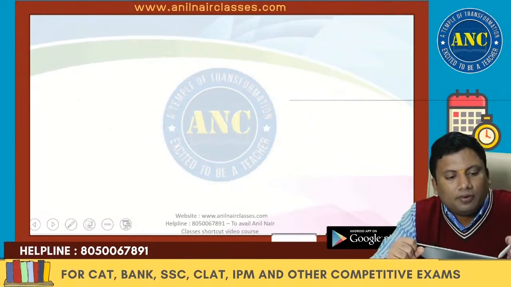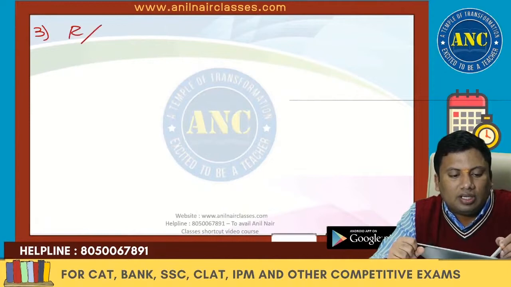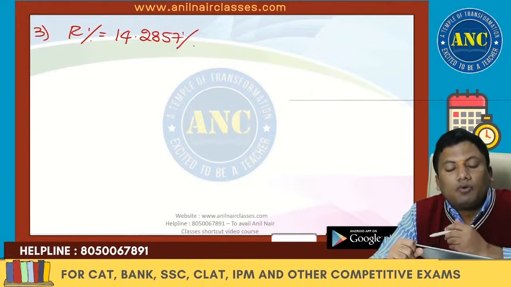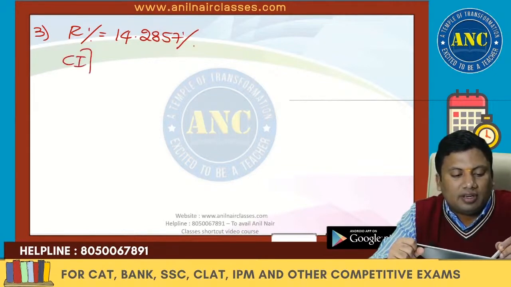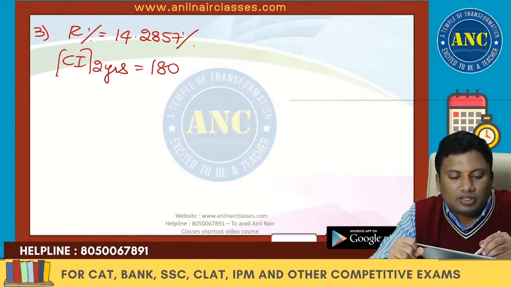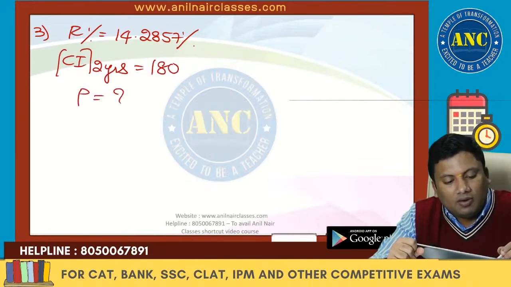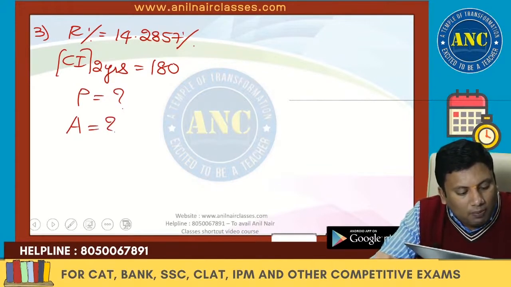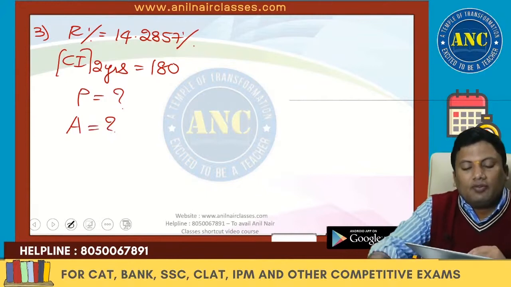Third question. R percentage is nothing but 14.2857. Compound interest for 2 years is nothing but 180. Principal is equivalent to how much? And amount is equivalent to how much?